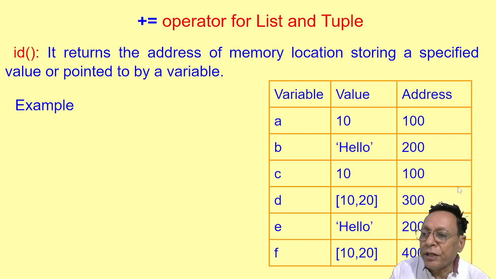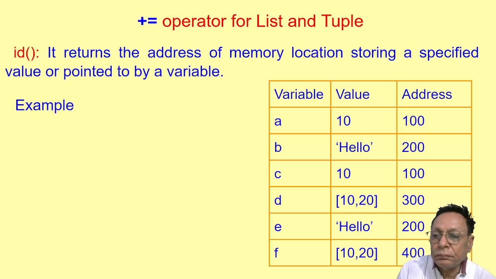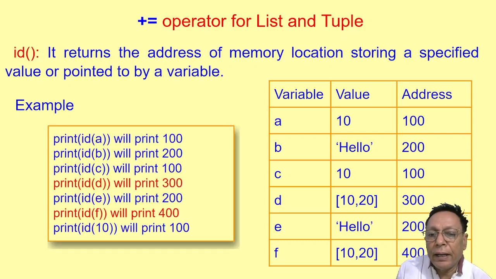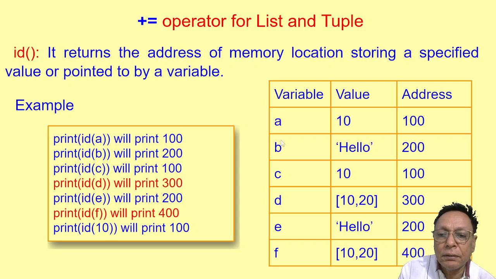These are fictitious addresses which I have taken, but I'll show you the same on the Python interface. So when you say print ID of A, it should print 100. When you say print ID of B, it should print 200. When you say print ID of C, what is C? C is again 10. So its ID should be 100, like A.